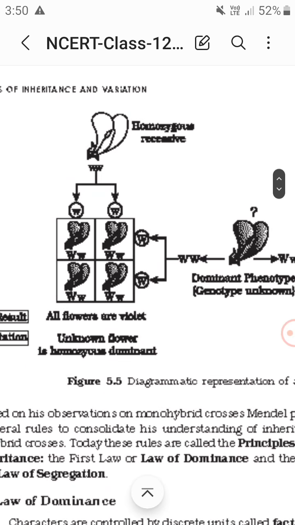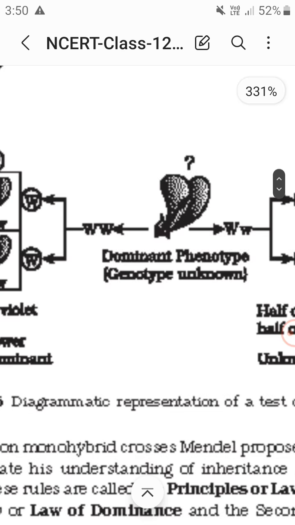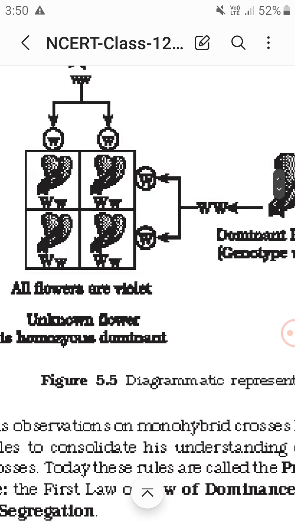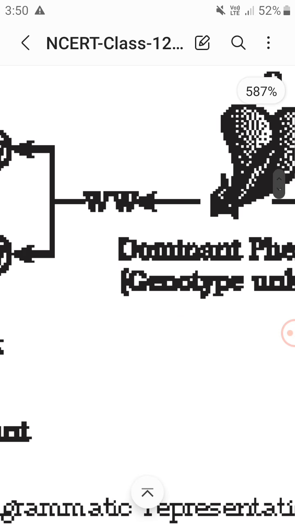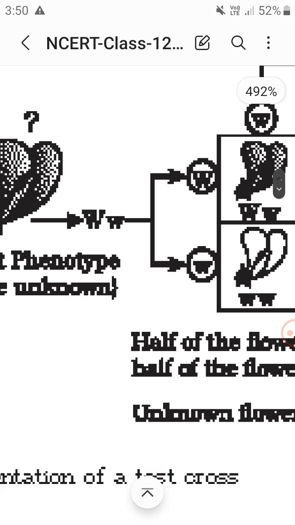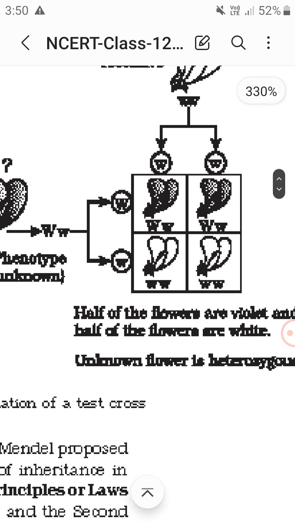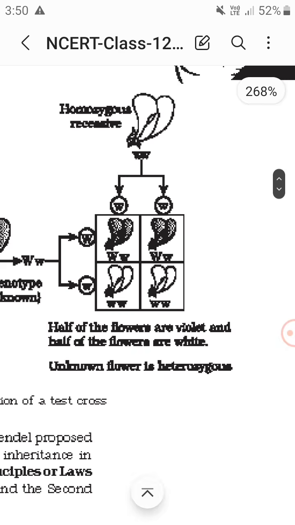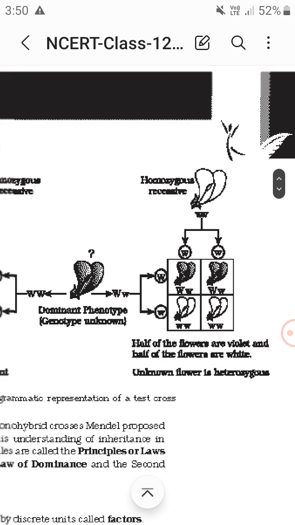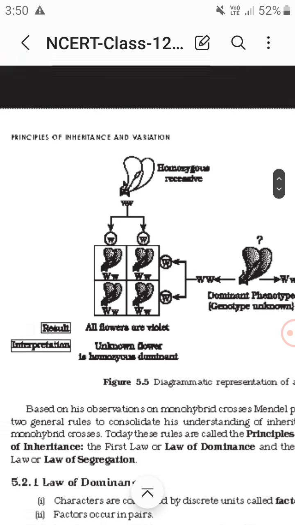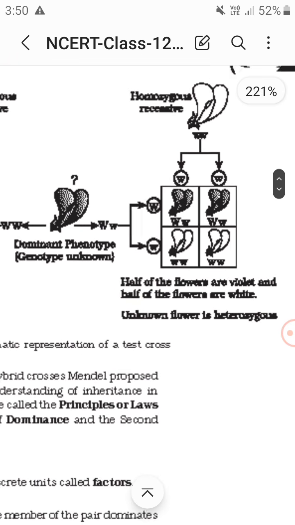So when all flowers are violet, it means the dominant phenotype was homozygous. If all the flowers are violet, you see no recessive in there. So if it is a heterozygous dominant phenotype, capital W small w, then small w can be seen in the resultant, can be white. So half of the flowers can be white. So unknown flower is heterozygous. In here unknown flower is homozygous dominant. In here unknown flower is heterozygous dominant.